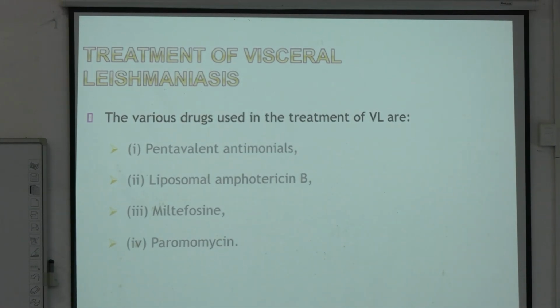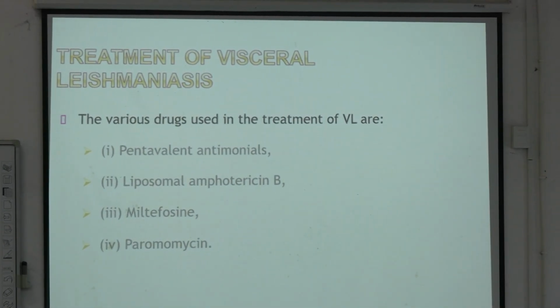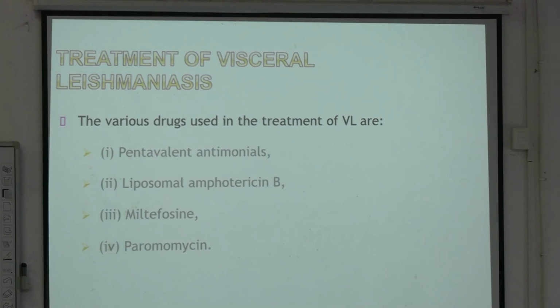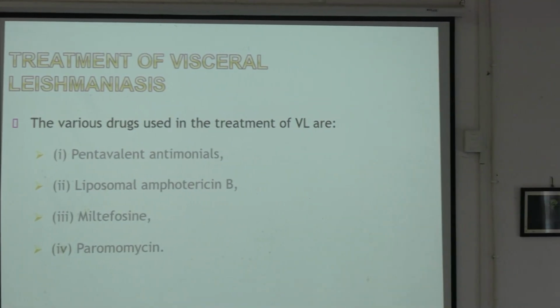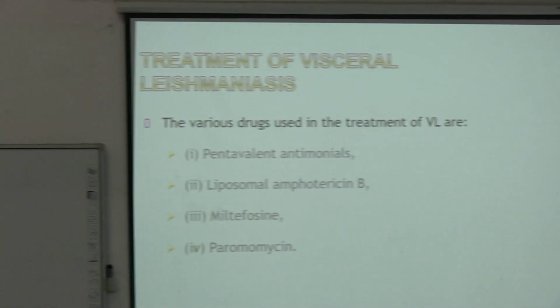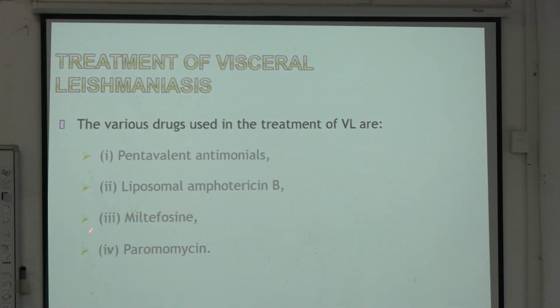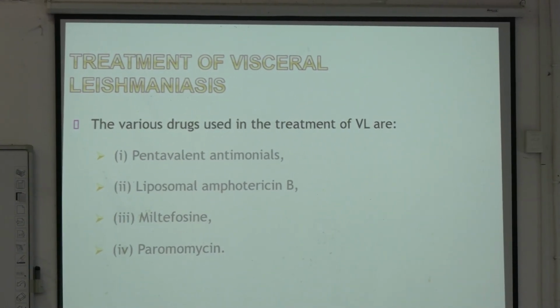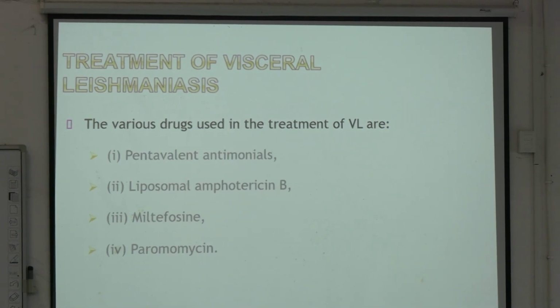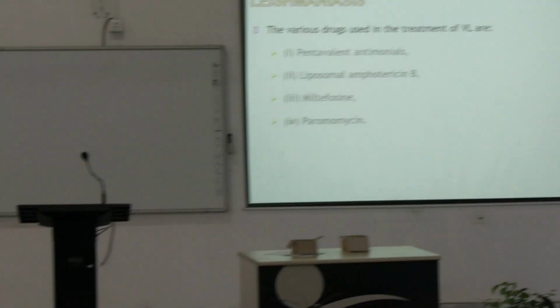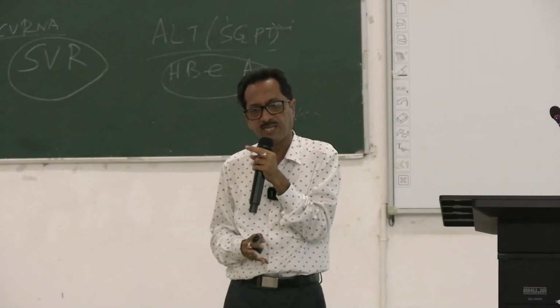Now, visceral leishmaniasis, what is the drug of choice? Liposomal amphotericin B is the drug of choice. Previously, pentavalent antimonial was used. And miltefosine, what is the advantage? Why is it specially mentioned? Because this is an oral tablet, it can be given as prophylaxis or initial treatment in a health center also.